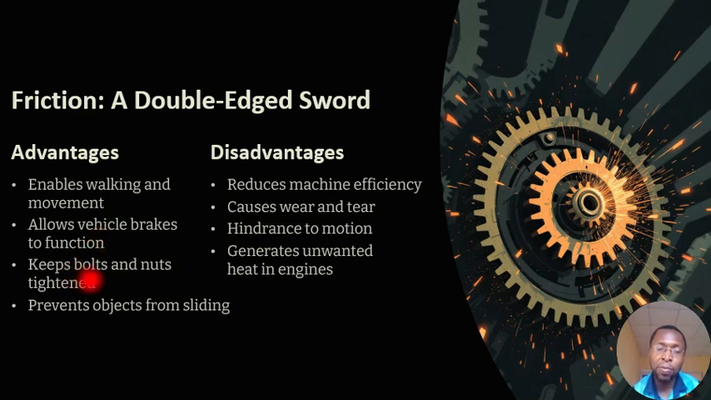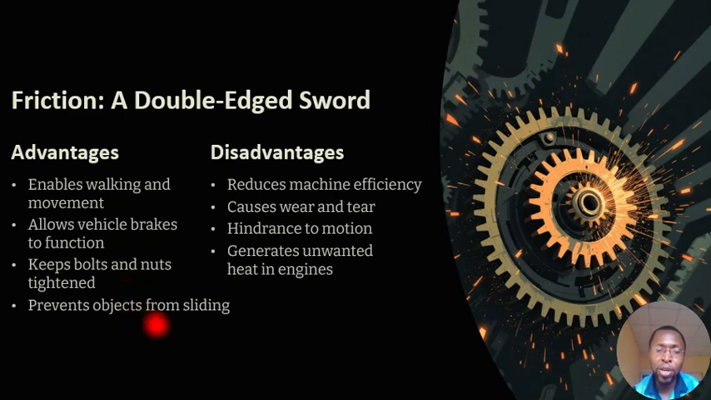Another advantage is that friction keeps bolt and nut tightened. If there is no friction and you are tightening bolts along with the nut, you will keep tightening and tightening and tightening, and there will not be any grip because there is no friction. But because of the presence of friction, when you are tightening bolts and nut along with it, at a point it will stop tightening because it has firmly gripped. Okay? So it's an advantage. And because of that firmness, whatever you are tightening will remain intact.